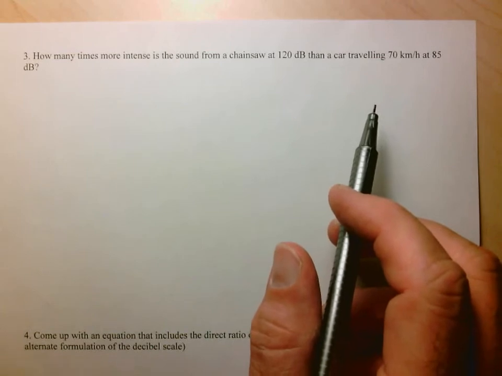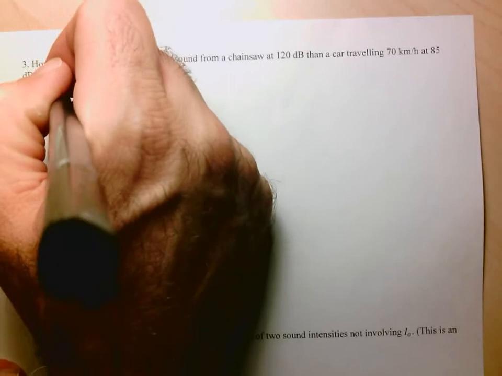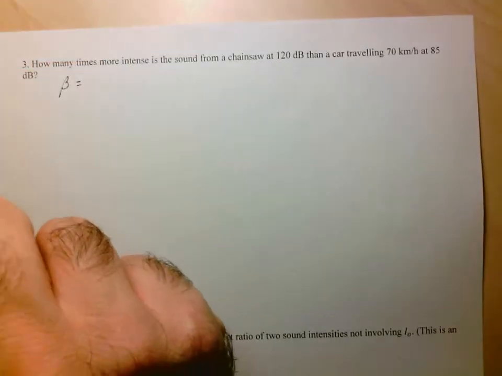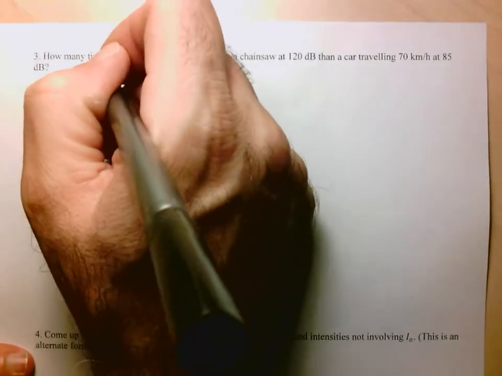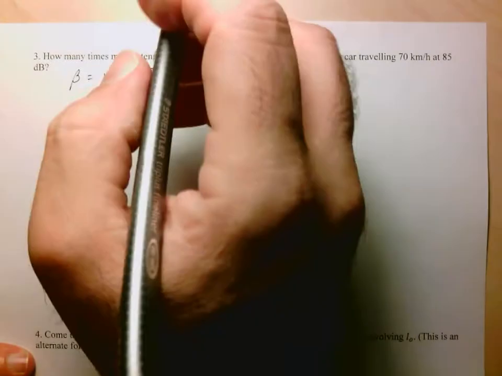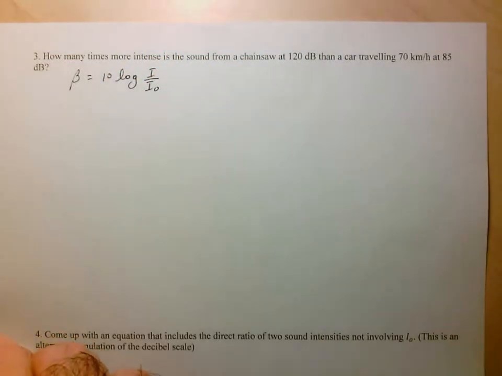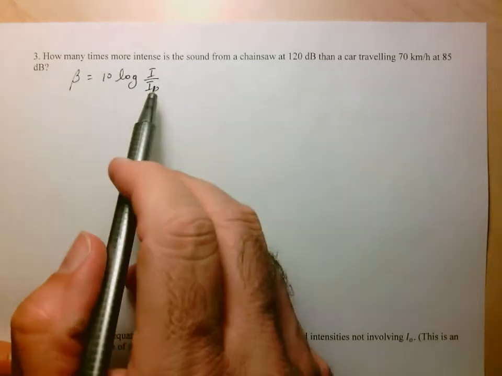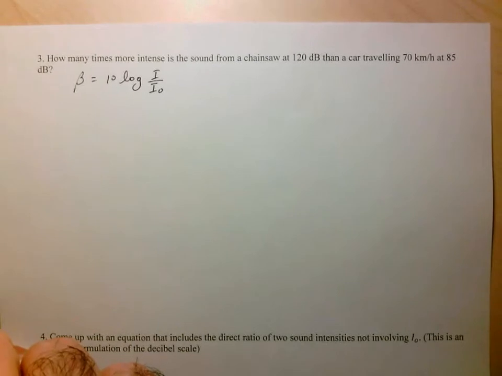Okay, so let's write out our decibel scale. So we have beta, which is the decibel level, is given by 10 times log of I, which is the intensity of the sound, over I naught, which is that 10 to the negative 12 watts per meter squared, which is sort of our baseline for sound intensity, so the lowest intensity that can be heard.